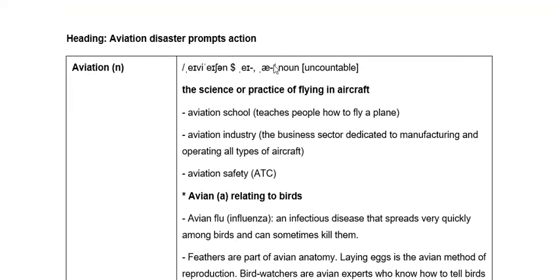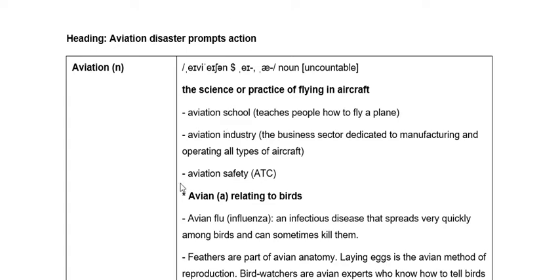Aviation. Aviation is a very good word, a very academic word that you may encounter again and again in your reading, in your listening, and you can also use it in your speaking and writing. Aviation meaning the science or practice of flying in aircraft. You should actually know this word because it will come up again and again in reading passages and listening recordings.